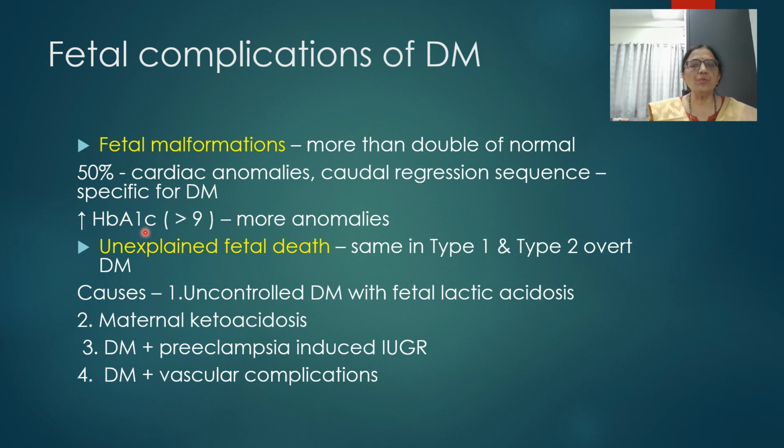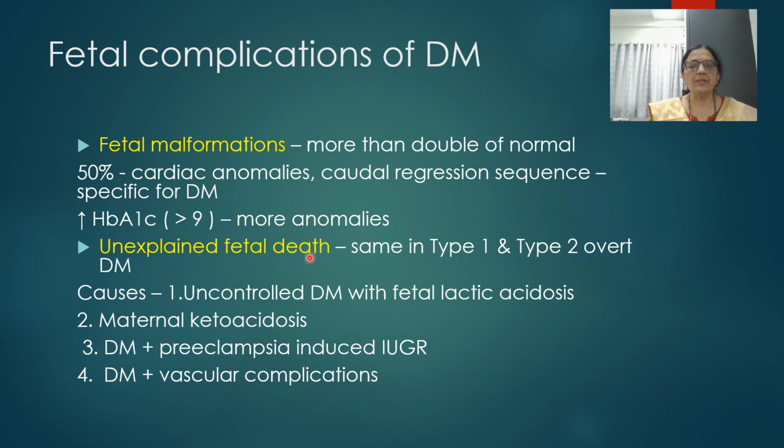There is more risk of anomaly, especially if the HbA1c level in the first trimester is more than 9, then it is associated with more risk of congenital malformations. And the cause of this congenital malformation, though the exact cause is not known, is the oxidative stress associated with hyperglycemia in the fetus, which leads to the development of these congenital malformations.